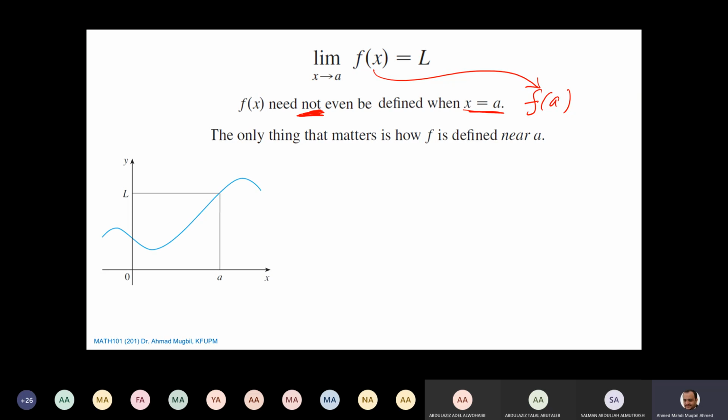The only thing that matters here is how it behaves near a. Look at these examples. The function here, what is the limit of the function when x approaches a, guys? What is the limit?